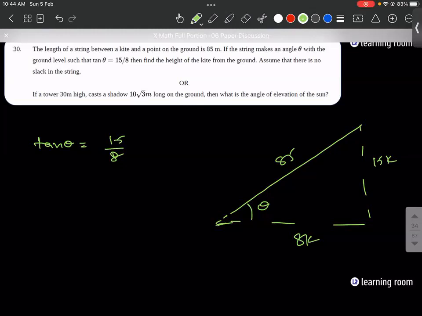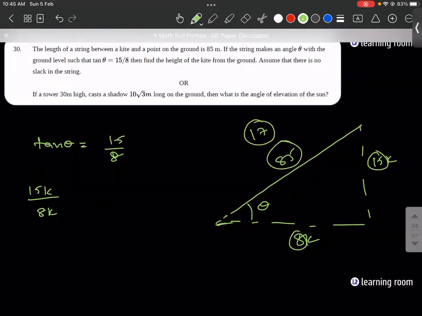So tan theta is 15 by 8, right? So how much will be the height? I need to find the value of k. So 15k divided by 8k. See, had it been 15, 8, this would have been 17. But instead of this being 17, it is 85. So k value will be 5 times that value.